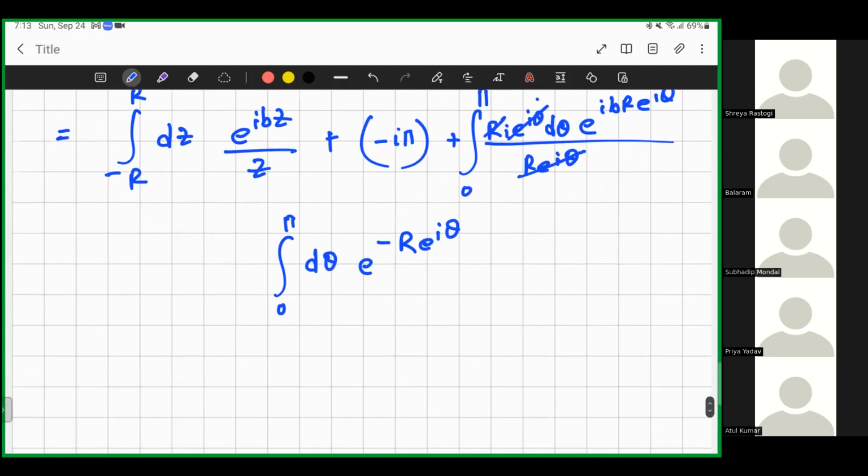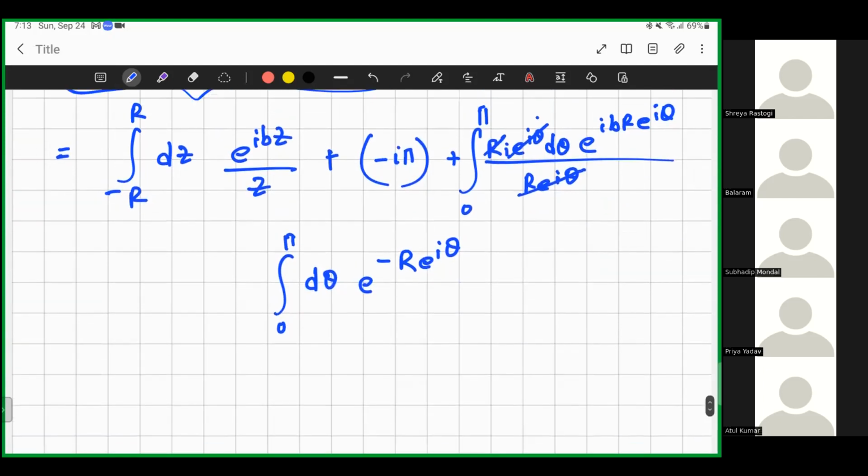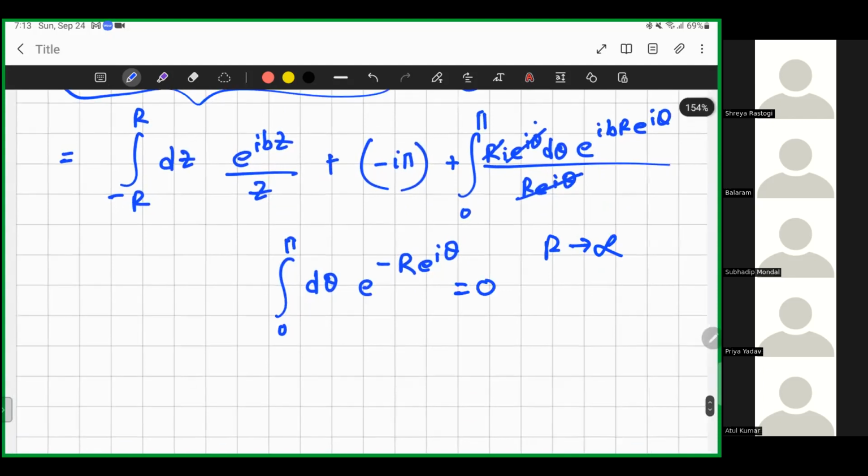And now if we put r tends to infinity, then this e to the power minus infinity part is essentially 0. This part vanishes.